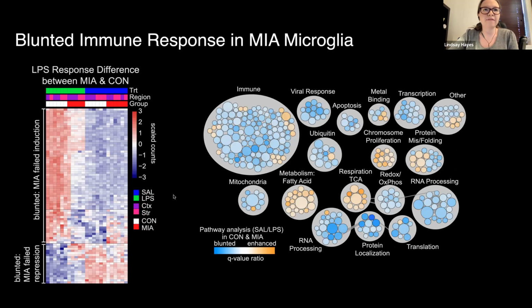I next did a comparative pathway analysis where the blue pathways represent blunted pathways in MIA microglia, and the orange pathways are more enhanced gene sets that are more active in MIA microglia. What we saw is that many of these immune response and viral response pathways were blunted in MIA. However, there were pathways that were more enhanced in MIA and related to mitochondrial function, things like fatty acid metabolism and TCA cycle, while there was a decrease in OXPHOS and redox pathways.